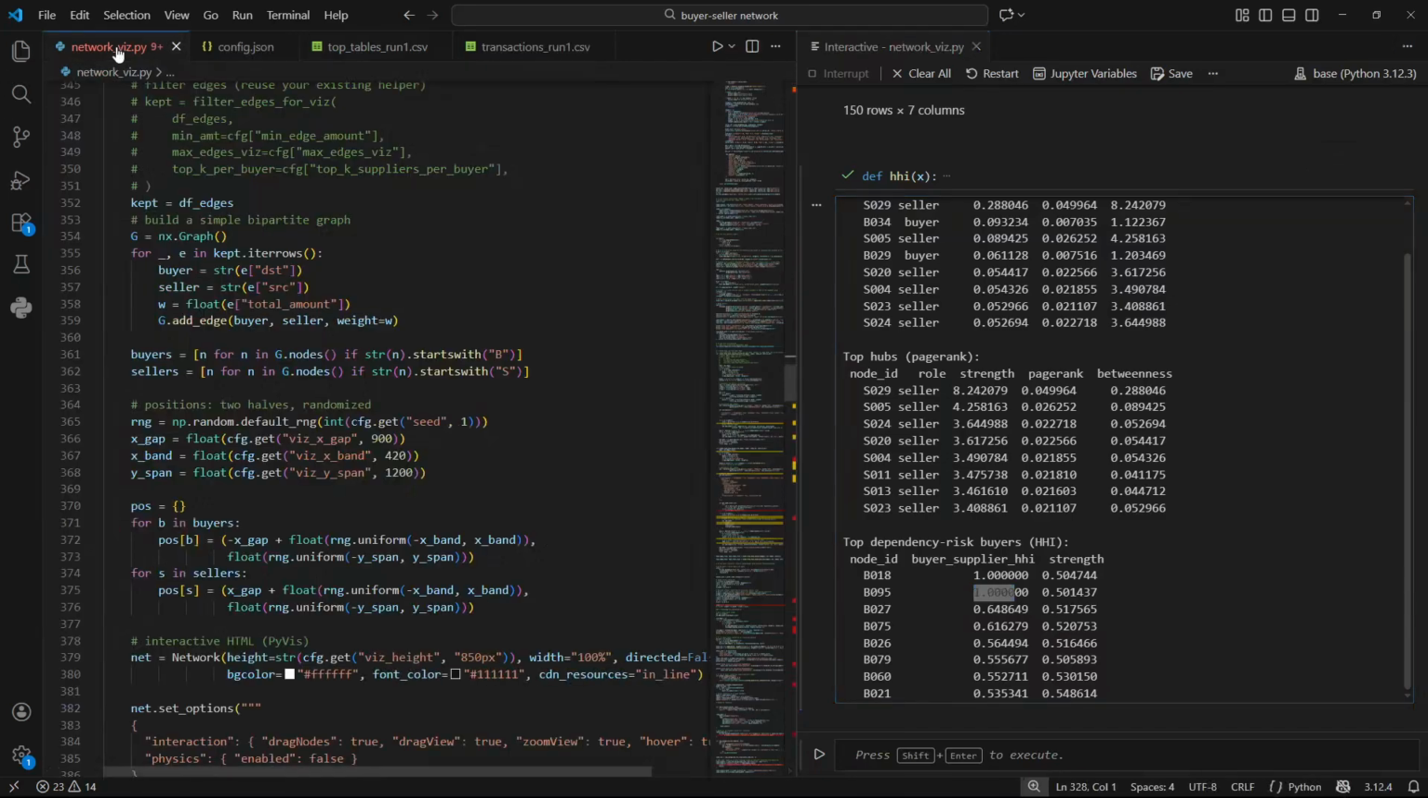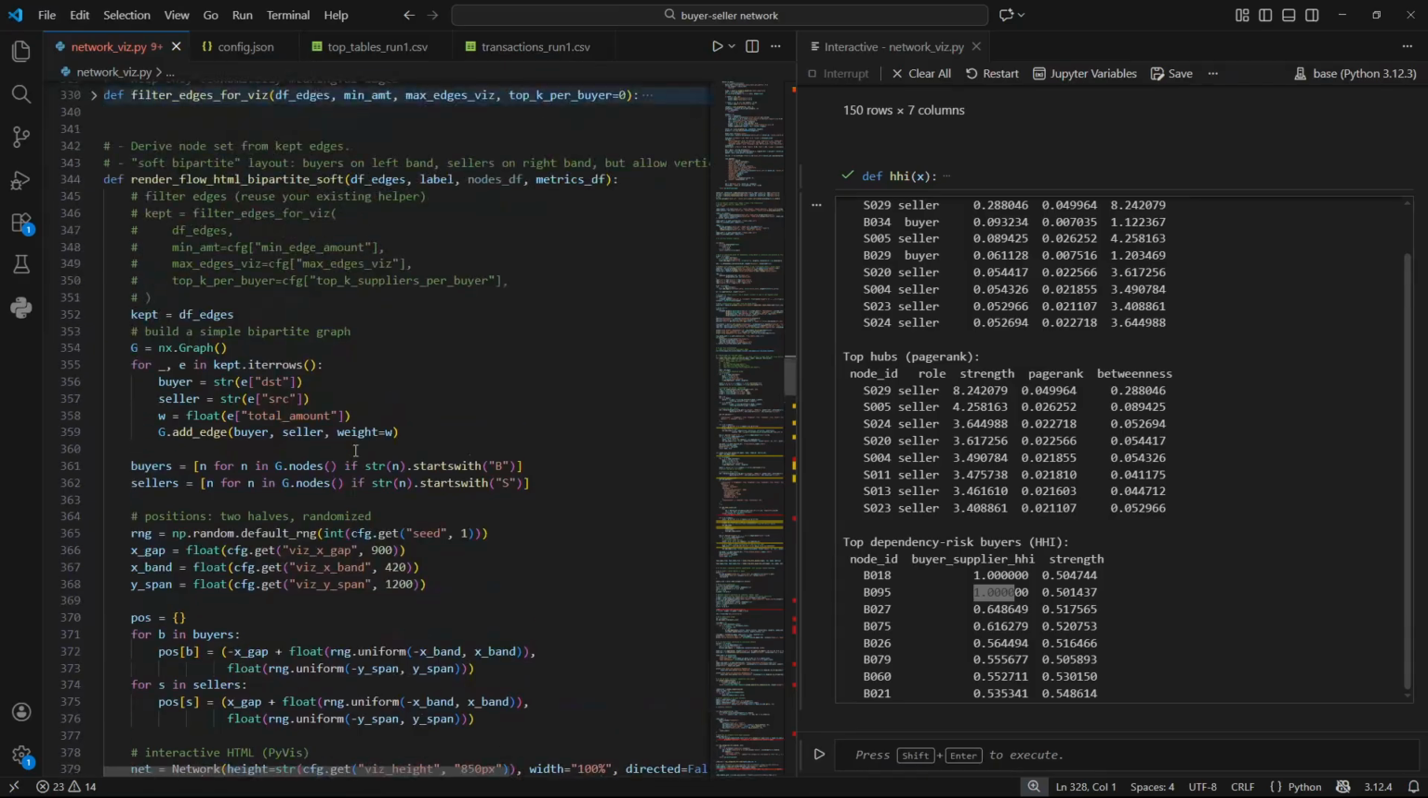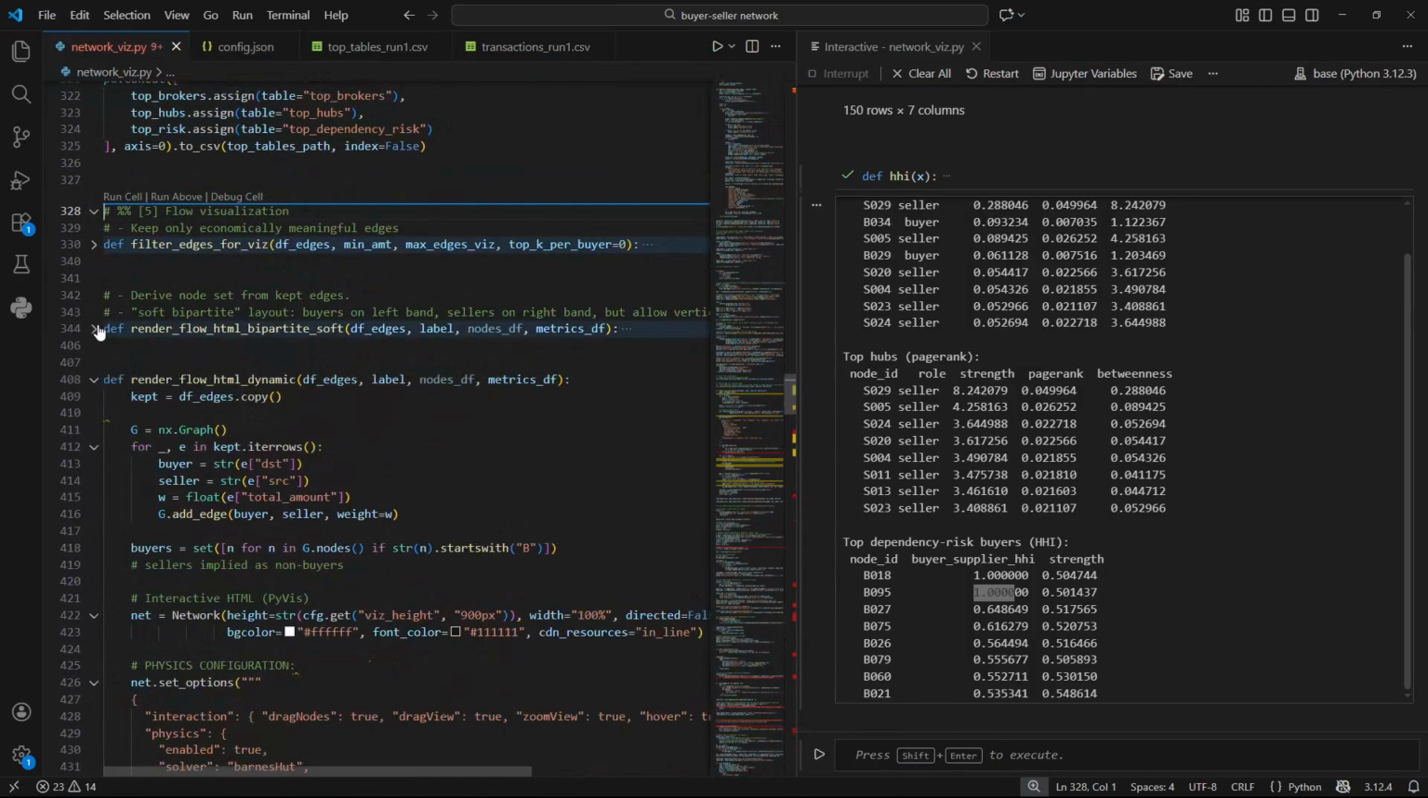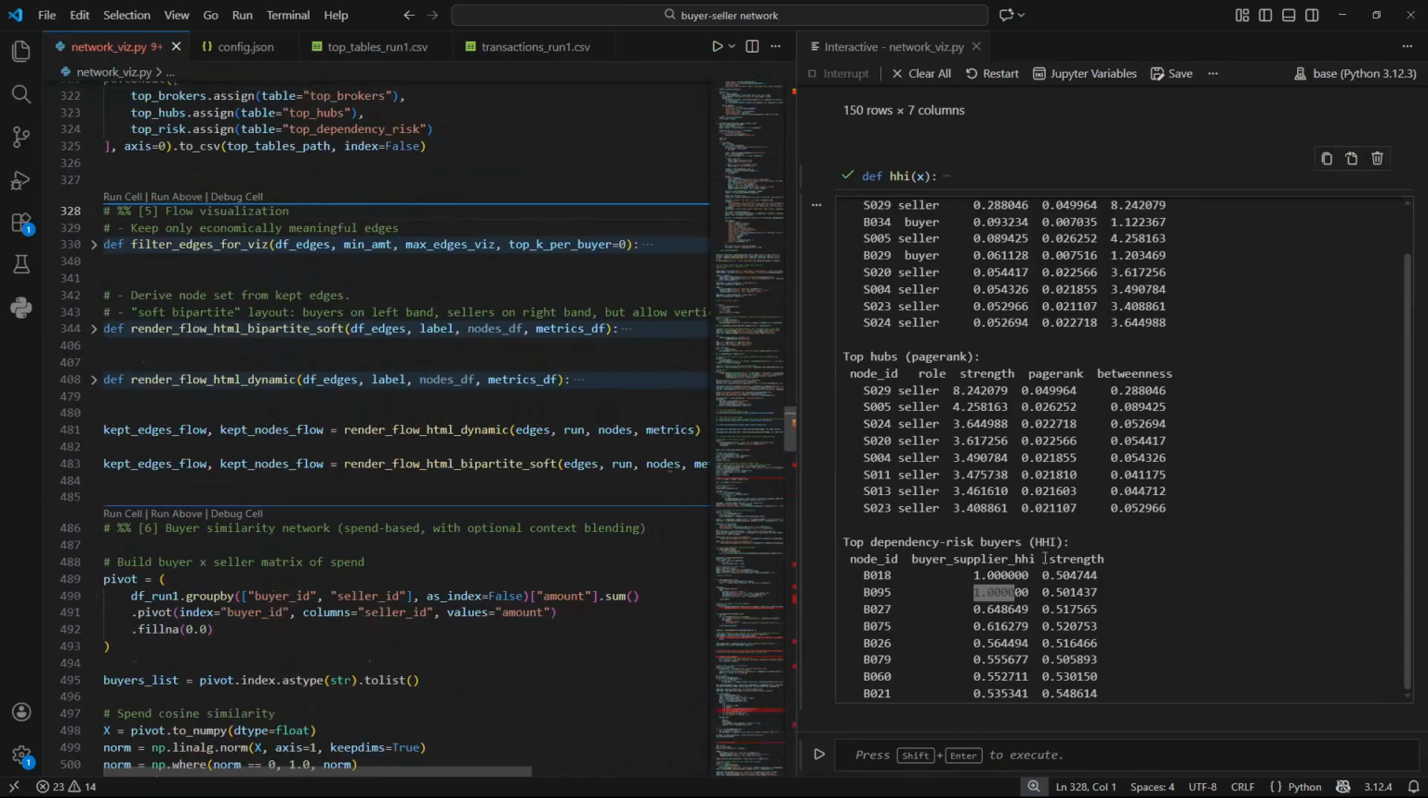So let's now look at the visualization, the fun part. So with visualization here, we're actually visualizing in two different ways.